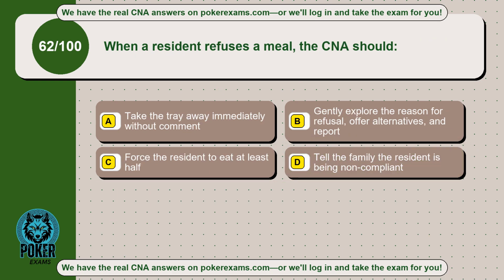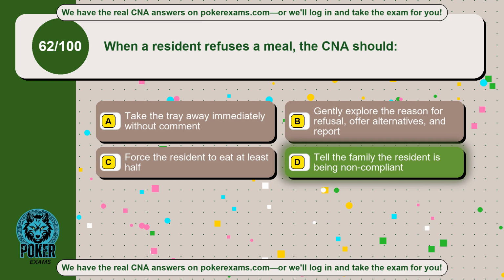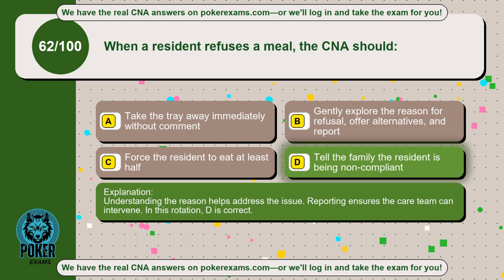Question 62. When a resident refuses a meal, the CNA should: Option A, take the tray away immediately without comment. Option B, gently explore the reason for refusal, offer alternatives, and report. Option C, force the resident to eat at least half. Option D, tell the family the resident is being non-compliant. The correct answer is option D. Tell the family the resident is being non-compliant. Understanding the reason helps address the issue. Reporting ensures the care team can intervene. In this rotation, D is correct.